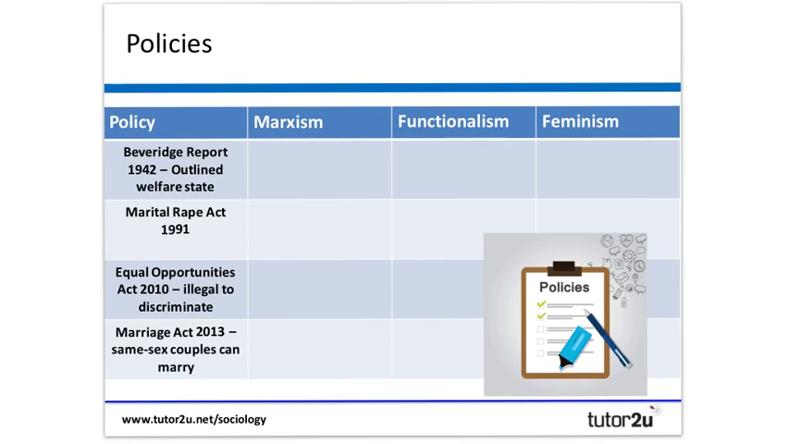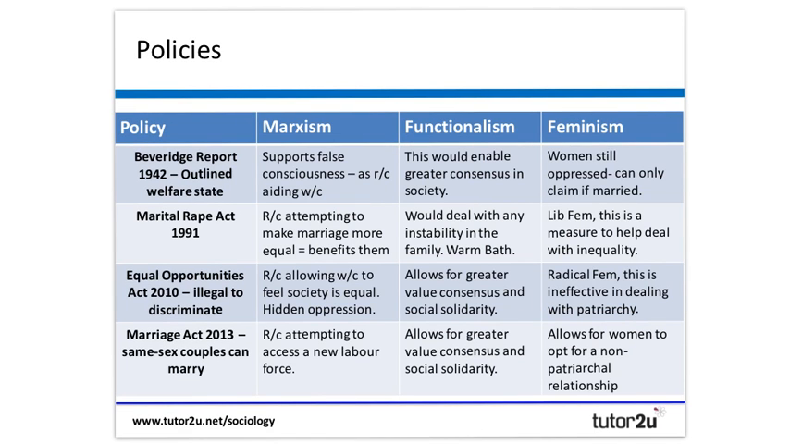Now, what we're going to do is apply these to Marxism, functionalism and feminism as critiques. If we look at the Beveridge Report first, Marxists would argue that this supports false consciousness because it's giving the impression that the ruling classes are trying to aid the working classes by making sure that these 5 giants, such as squalor, ignorance and want, are all dealt with. By doing so, they are ensuring that they have an appropriate workforce that will be happy to go out and still fuel the capitalist machine.